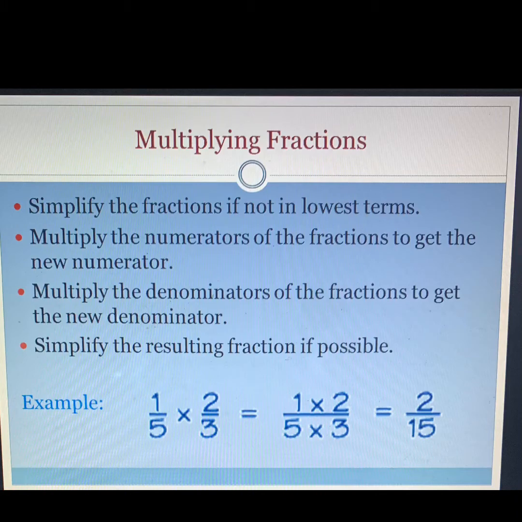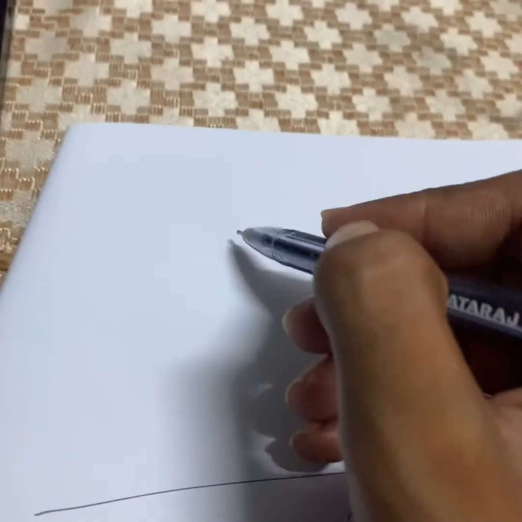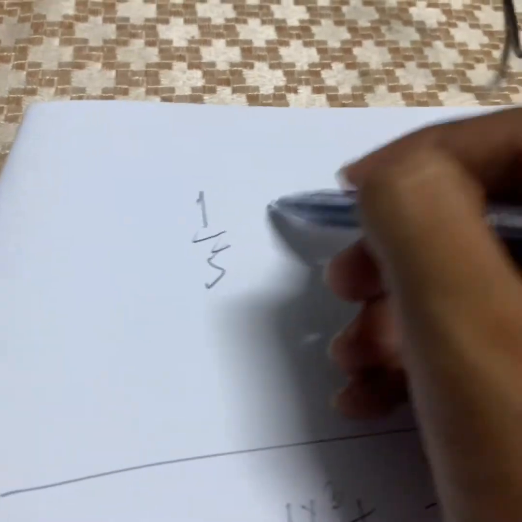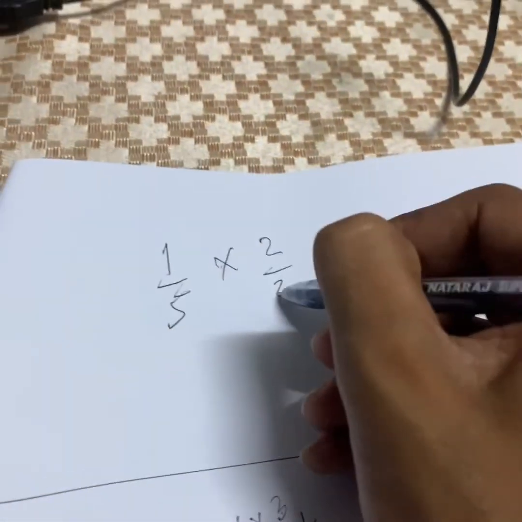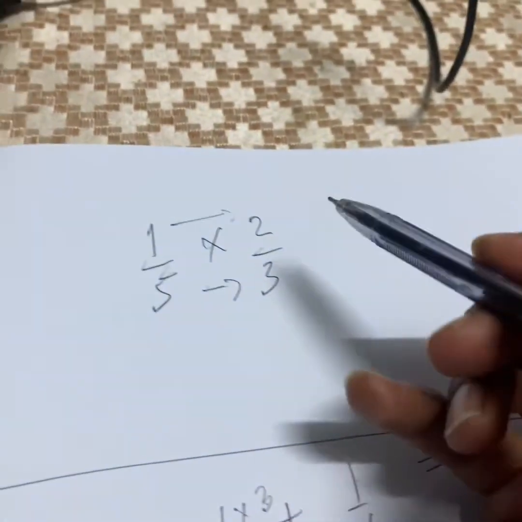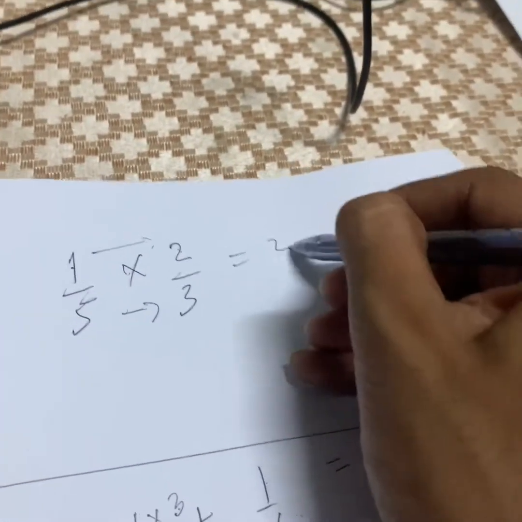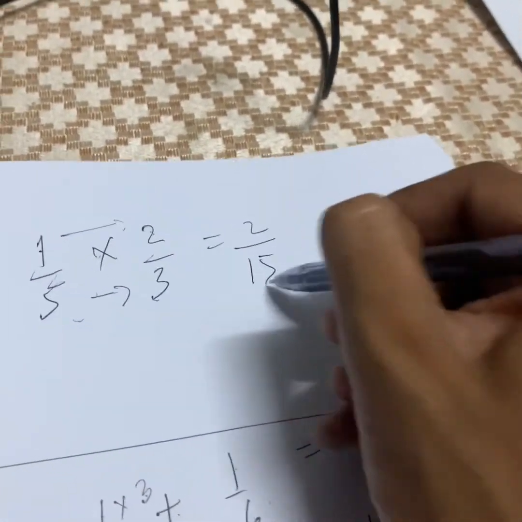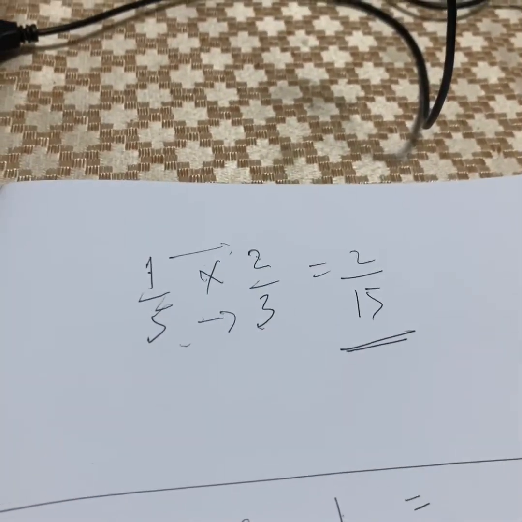Multiplying fractions is relatively easy. To multiply fractions, you just multiply the numerators and you multiply the denominators. Let's look at an example: 1/5 multiplied by 2/3. So we just multiply the numerators and multiply the denominators. 1 times 2 is 2, 5 times 3 is 15. So that becomes your answer.